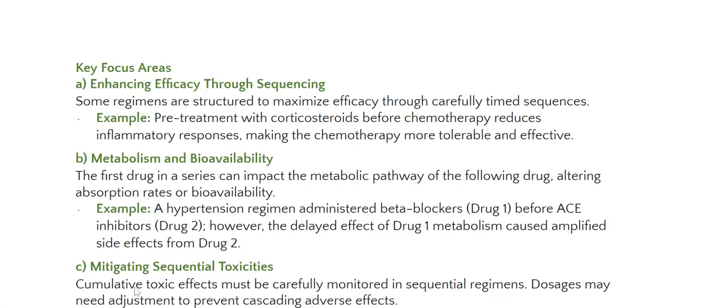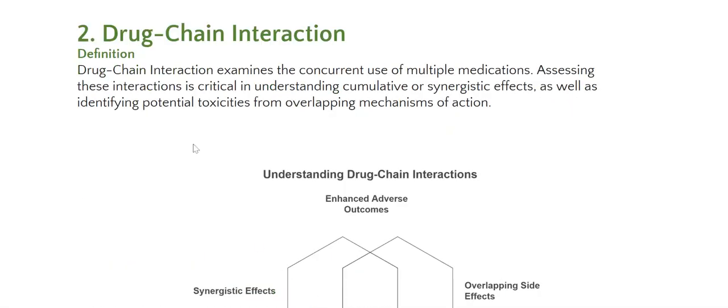Mitigating sequential toxicities, cumulative toxic effects must be carefully monitored in sequential regimens. Dosages may need adjustment to prevent cascading adverse effects. Example, antibiotics in tuberculosis TB treatment are administered in a sequence to minimize resistance and toxicity, with drug 1 paving the way for more efficacious action by drug 2.